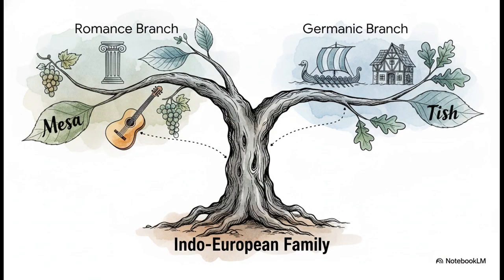Okay, let's make this super clear with an example. Take a look at the Romance branch. These all grew out of Latin. So the word for table is mesa in both Spanish and Portuguese. You can totally see the family resemblance, right? But now compare that to the Germanic branch. The German word is Tisch, completely different. So even though they both come from the same ancient Indo-European family, a Spanish speaker and a German speaker can't understand each other's word for table because they're on totally different branches of the tree.